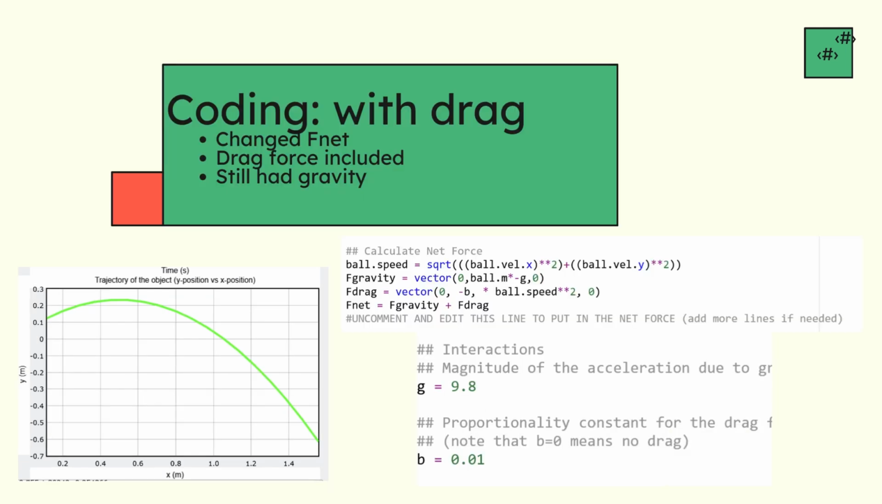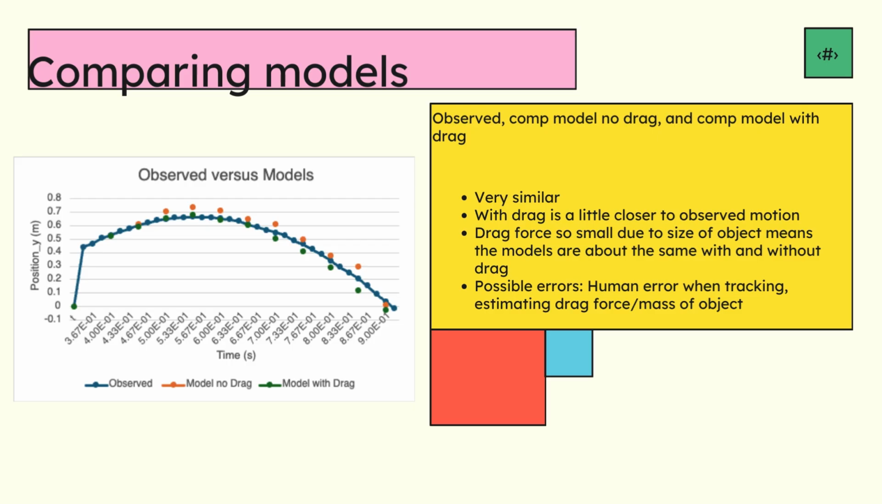And then coding with drag, the only thing that we changed is that we added the drag force to the net force, which was originally just the gravity force. And then we changed the drag at the bottom to 0.01. So there wasn't much drag on this, and it gave us about the same kind of graph.